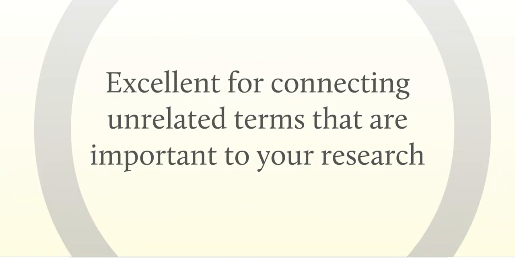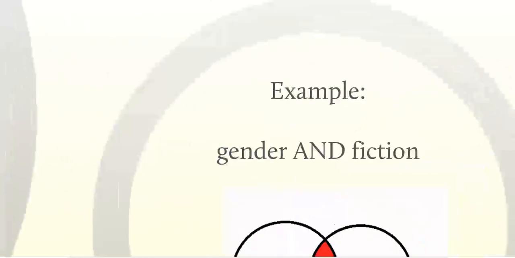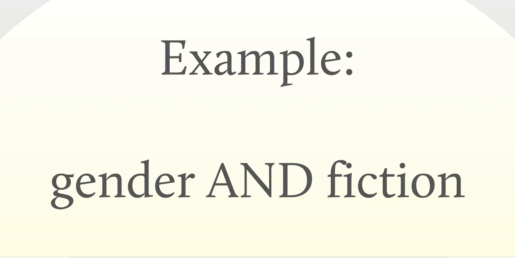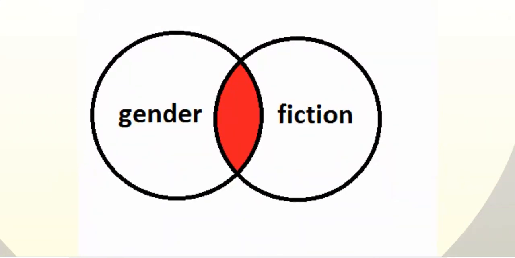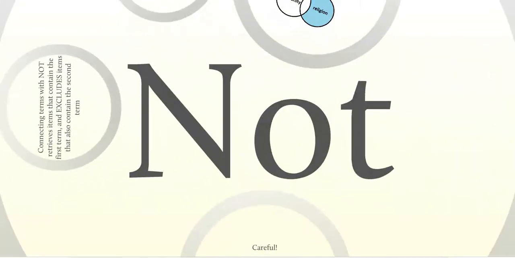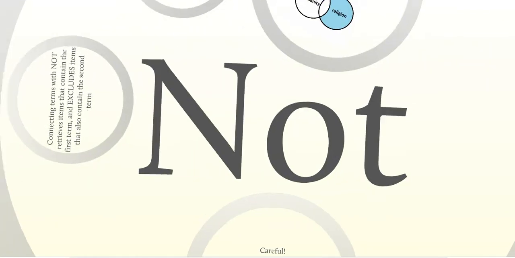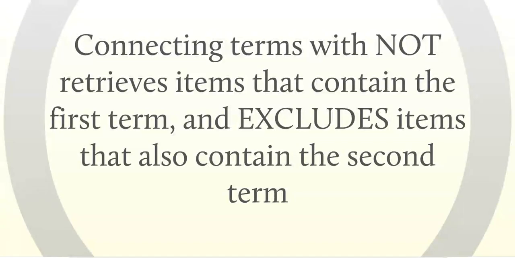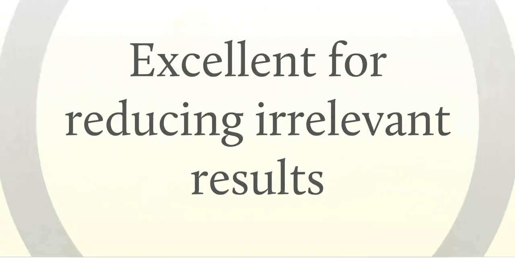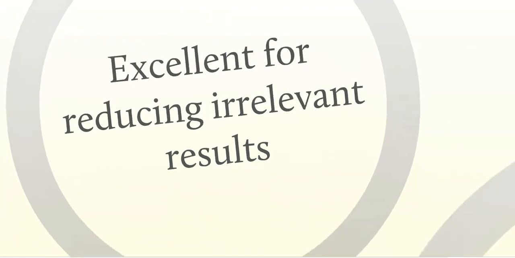AND is excellent for connecting unrelated terms that are both important to your research. For example, gender and fiction will retrieve results that contain only both terms. NOT is the final operator we're going to be looking at today. Connecting terms with NOT retrieves items that contain the first term and excludes items that also contain the second term. This is excellent for reducing irrelevant results.